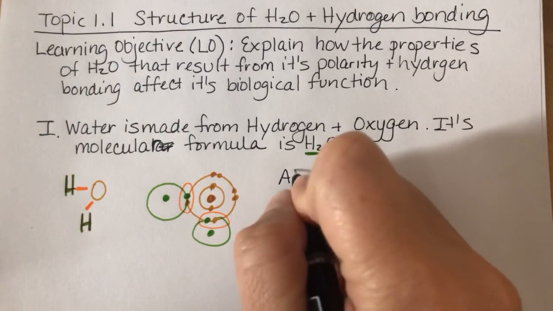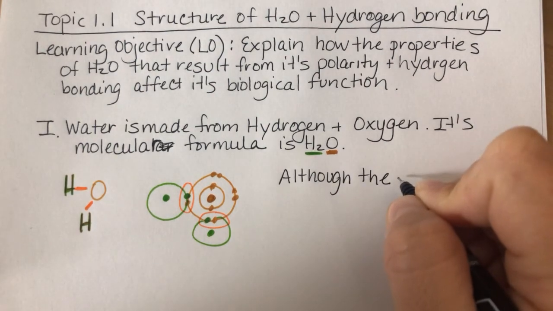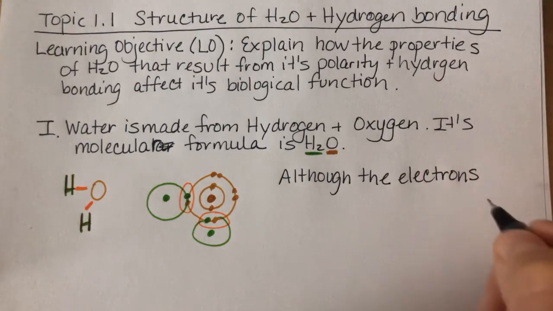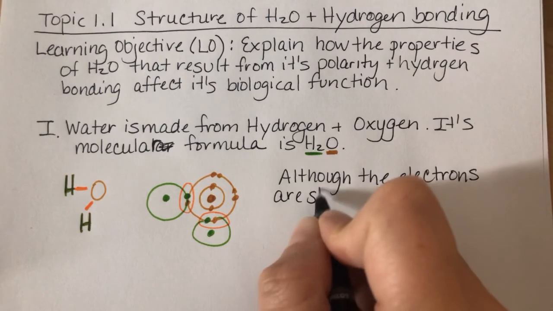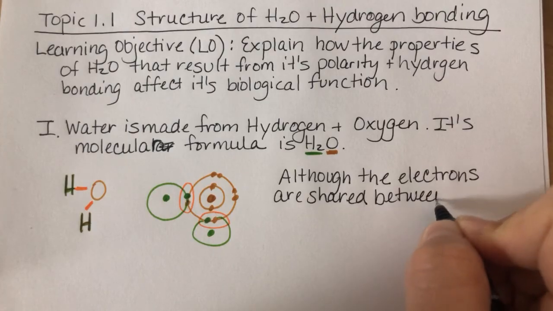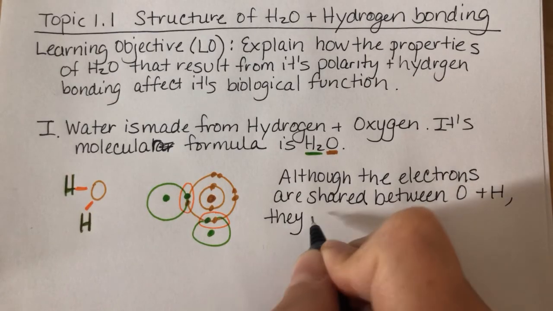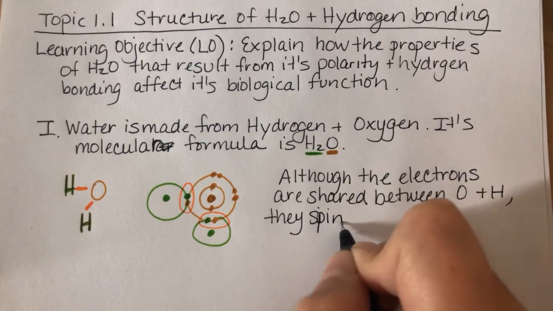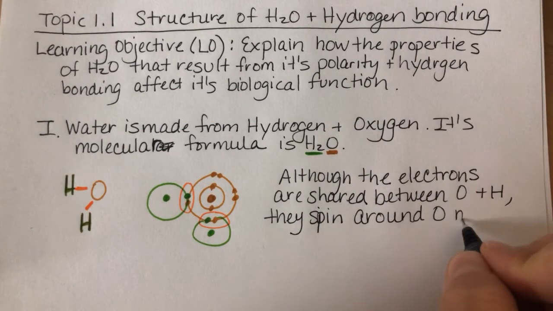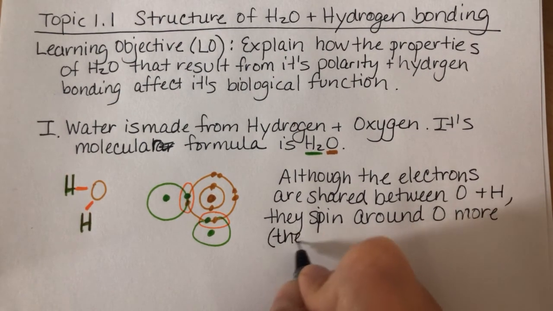So although the electrons are shared between O and H, they spin around O, or oxygen, more. I'm going to put in parentheses, we would say that they are unequally shared.